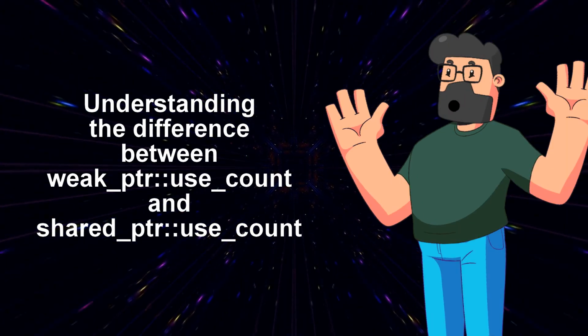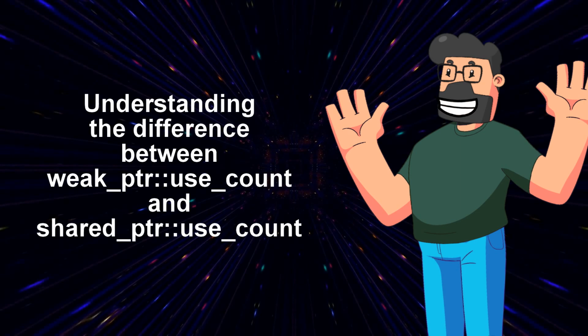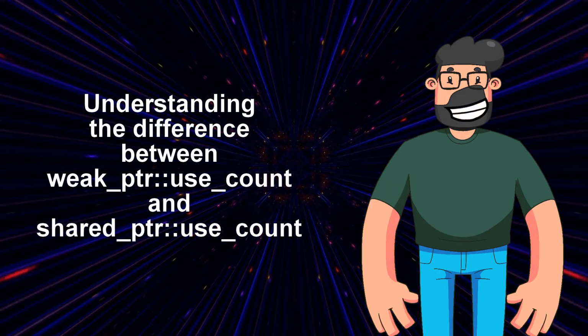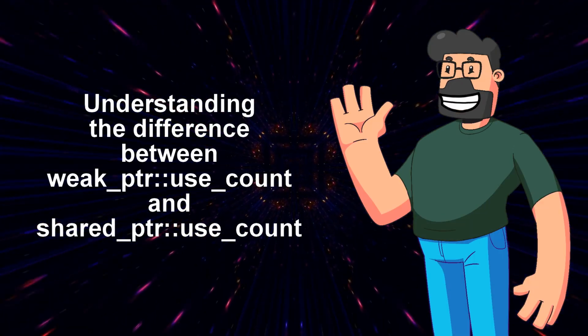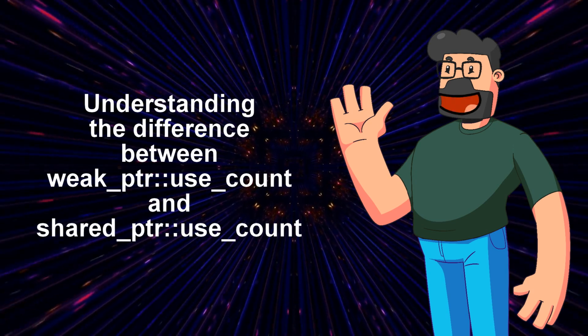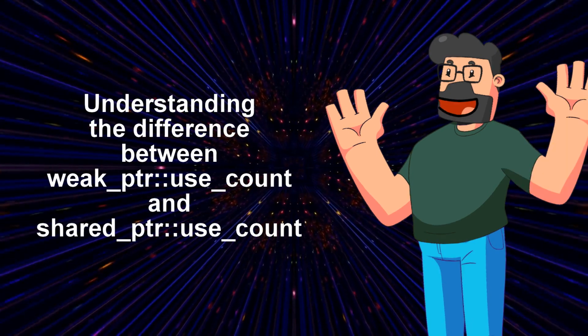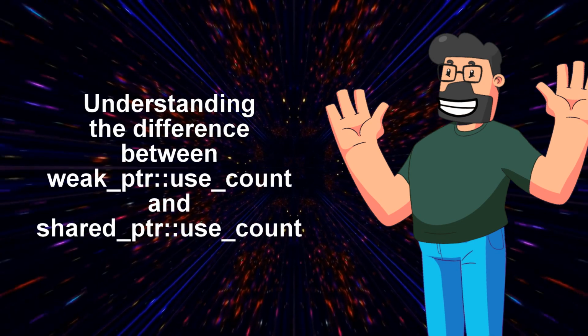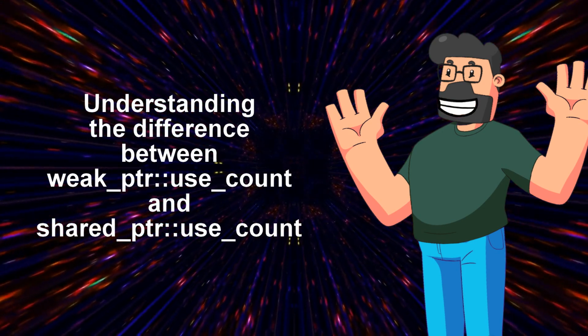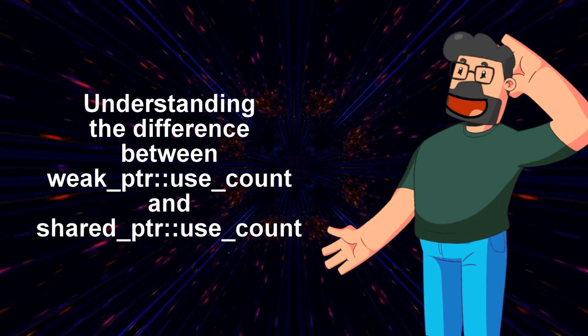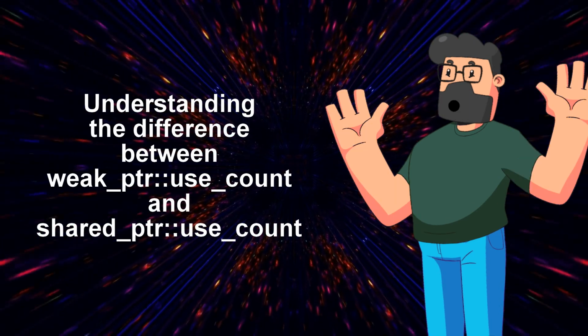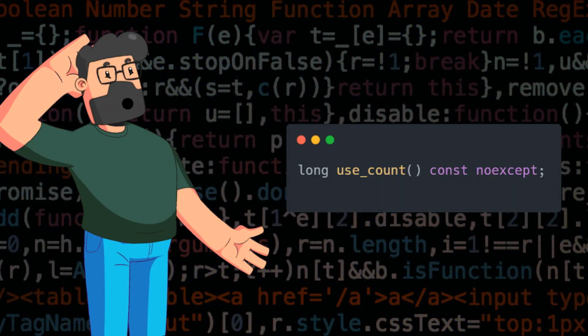You see, when we use the weak_ptr use_count function, it's supposed to tell us how many shared_ptr instances are sharing ownership of a pointer. But here's the twist: the use_count function can sometimes return a different count than expected. So, when does this discrepancy occur? Let's find out together.